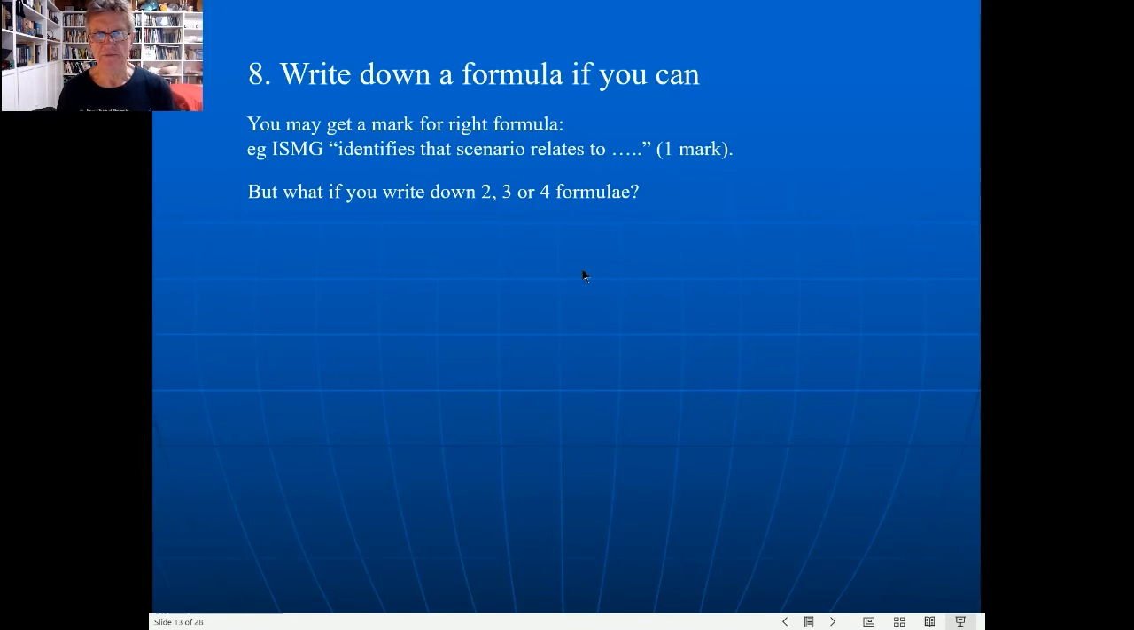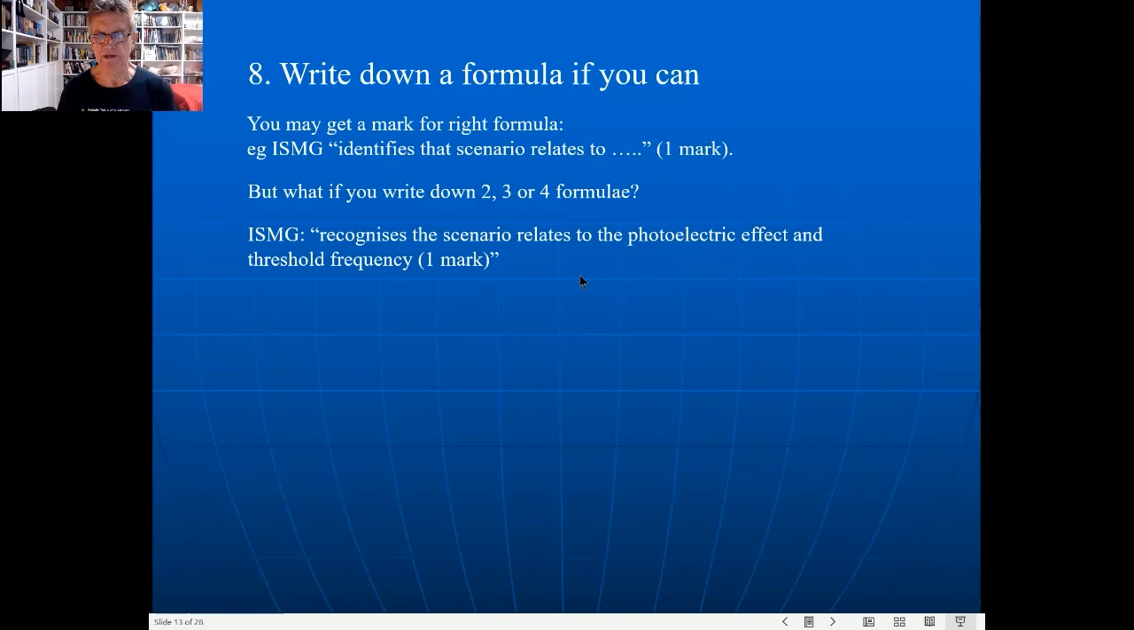We'll say it was a question about the photoelectric effect, and the marking scheme said recognise the scenario relates to the photoelectric effect and threshold frequency. Now, that could be because you've written down a formula and you'll get that mark. So if you write down this formula, that's the photoelectric effect and threshold frequency, so you'll probably get your mark for that. I'm not saying you will for sure. It depends on what happens each year.